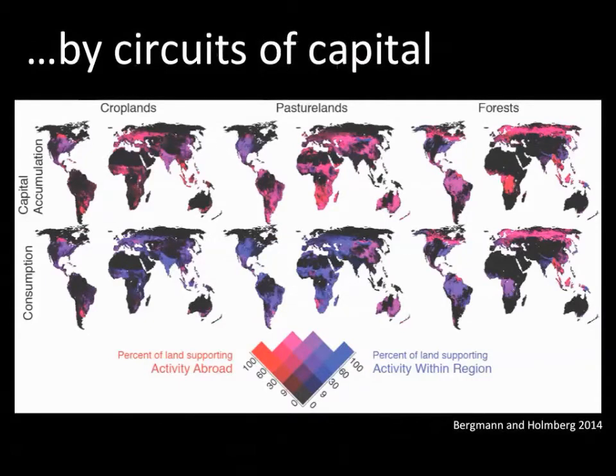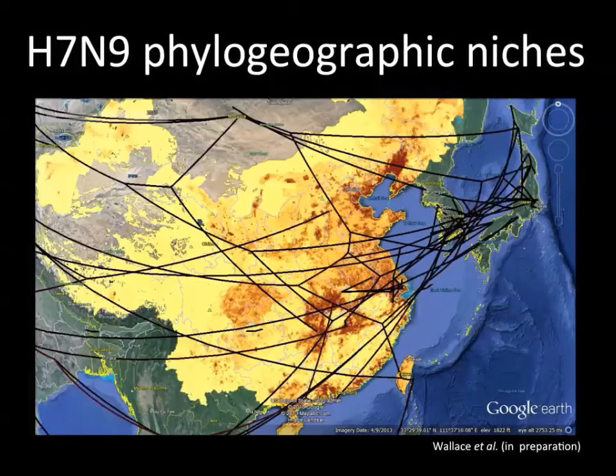We need to identify who funded the development and deforestation to begin with, as seen here in capital accumulation and consumption across croplands, pasturelands, and forests. It begs whether we might more accurately characterize such places as New York, London, and Hong Kong, key sources of capital, as disease hotspots in their own right. And such questions have a profound effect on the kinds of epidemiologies one chooses to pursue.